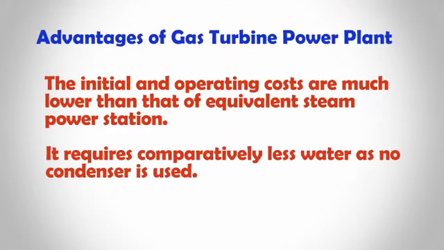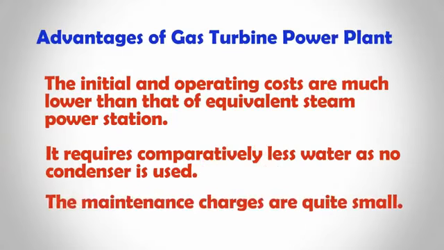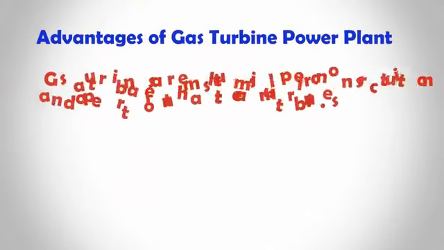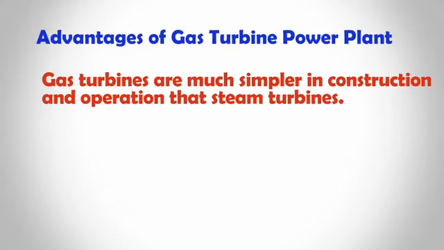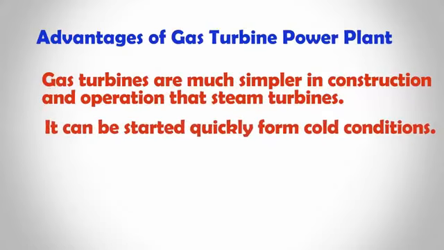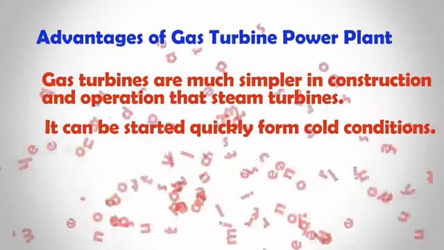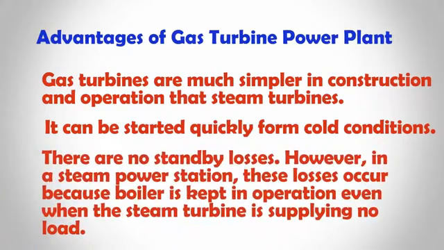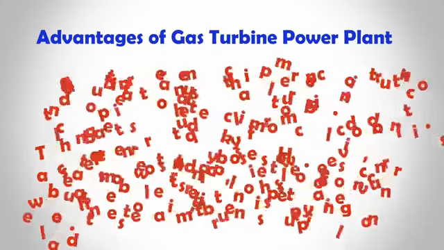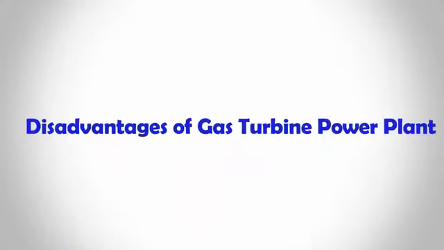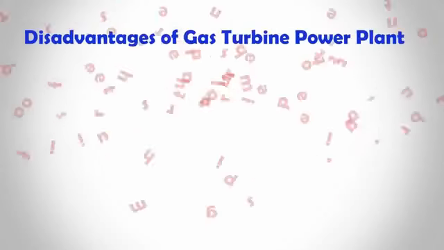It requires comparatively less water as no condenser is used. The maintenance charges are quite small. Gas turbines are much simpler in construction and operation than steam turbines. It can be started quickly from cold conditions. There are no standby losses. However, in a steam power station, these losses occur because the boiler is kept in operation even when the steam turbine is supplying no load.